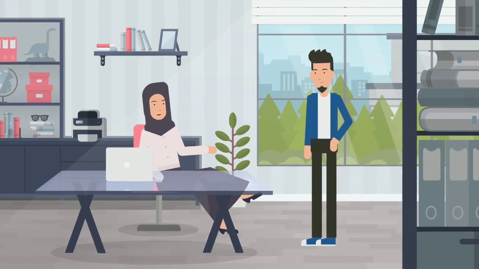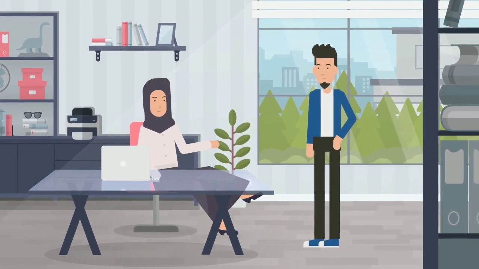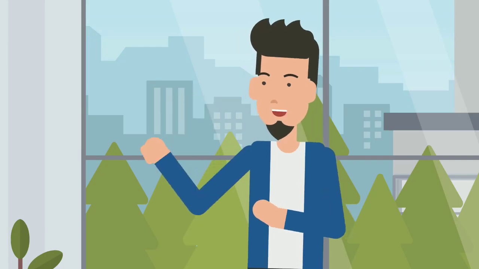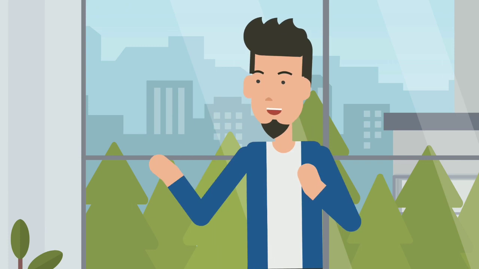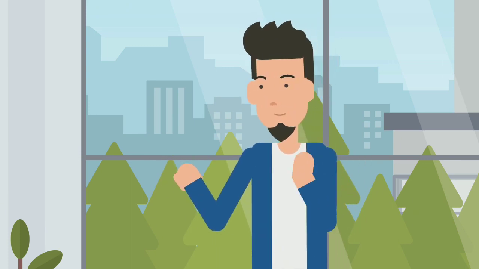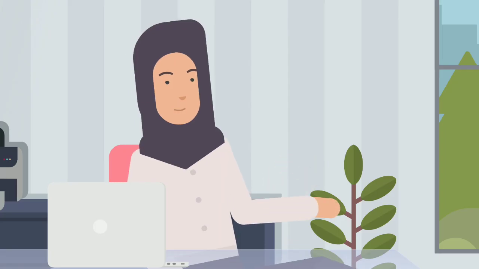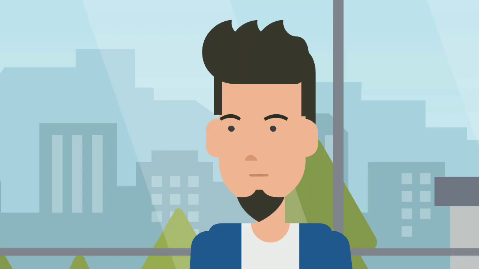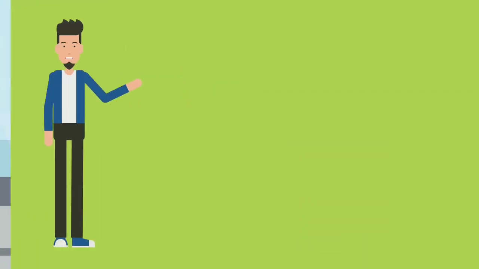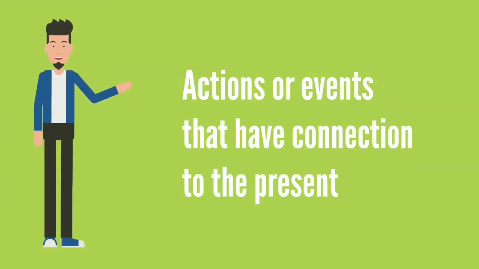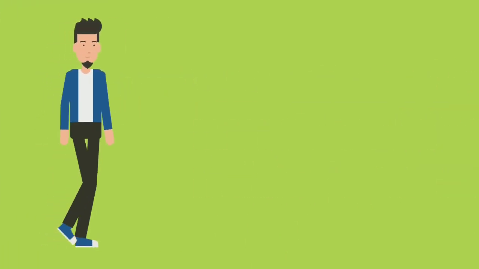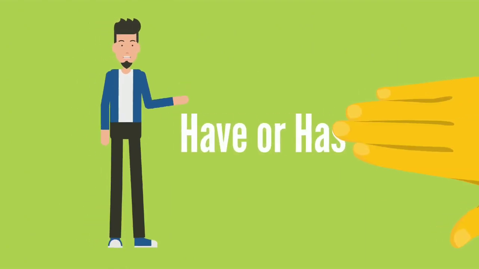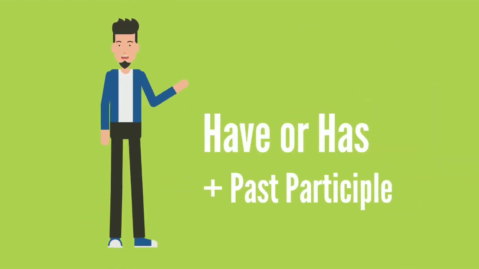Hey, have you ever struggled with the present perfect tense in English? Yes, it can be a bit confusing, but I found a great video that explains it really well. That sounds helpful. Can you give me a quick overview of what it's all about? Sure. The present perfect tense is used to describe actions or events that have a connection to the present. It's formed by using the helping verbs have or has and the past participle of the verb.